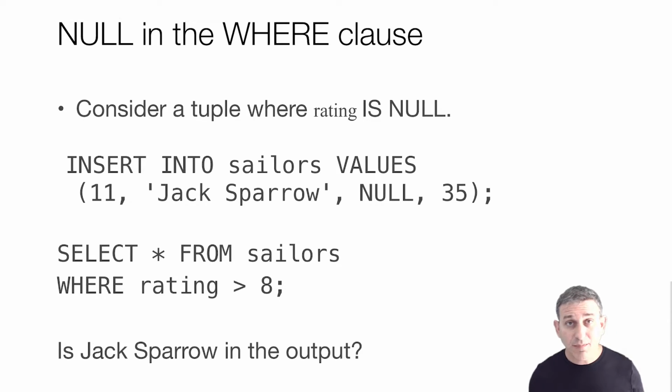Let's look at an example where we have a tuple with null in it. This is a sailor's tuple. We have Jack Sparrow as a sailor and his rating is null. And we have a query that looks for sailors whose rating is greater than 8. Is Jack Sparrow in the output of that query? Hold that thought. You can see that it's ambiguous. But we're going to have to come up with some decision because the output of this query is either going to have Jack Sparrow or not. It can't be ambiguous.